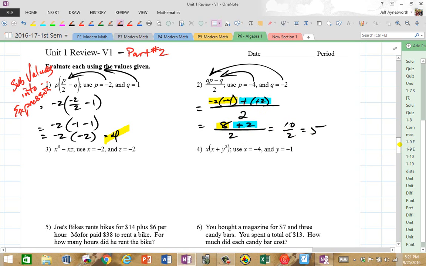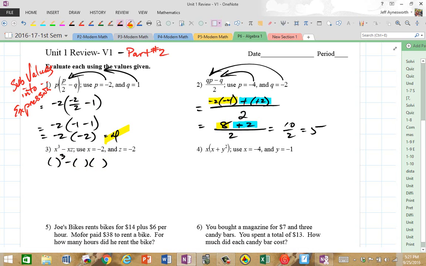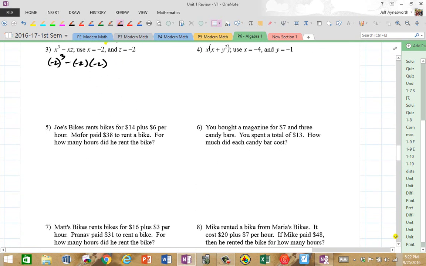Like on this one here, I know it's a number cubed minus something times something, right? So, okay. Let's substitute x in. It's -2. And it's x times z, so it's -2 times z. Z is -2. So notice how I substitute in, and notice how I use parentheses, okay? You have to use parentheses when you substitute a negative number in. Now this right here is -2 times -2 times -2 minus this right here, that's 4.